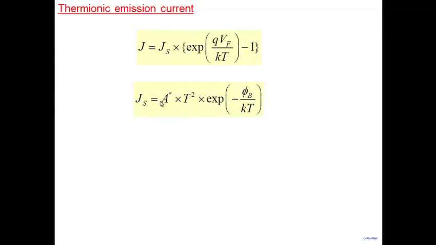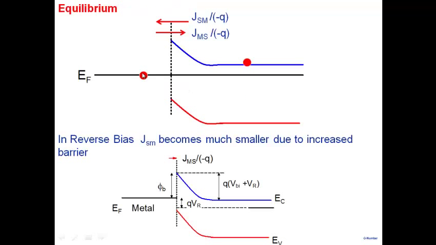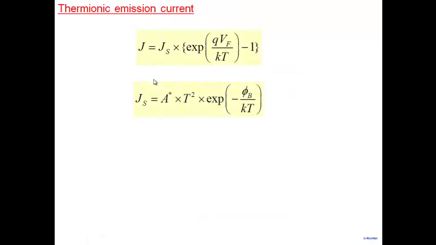And again, we don't have time to derive. Js can be written as A T squared exp(minus phi_b by kT). Let's see whether it makes sense. We can't derive it, but does the equation make sense? Okay. So think of applying a negative voltage and the current flowing is Js, right? Now Js depends exponentially on the barrier. Does it make sense? This current that you see here, it has to overcome the barrier here. And that goes as exp(minus phi_b by kT). So it makes sense.